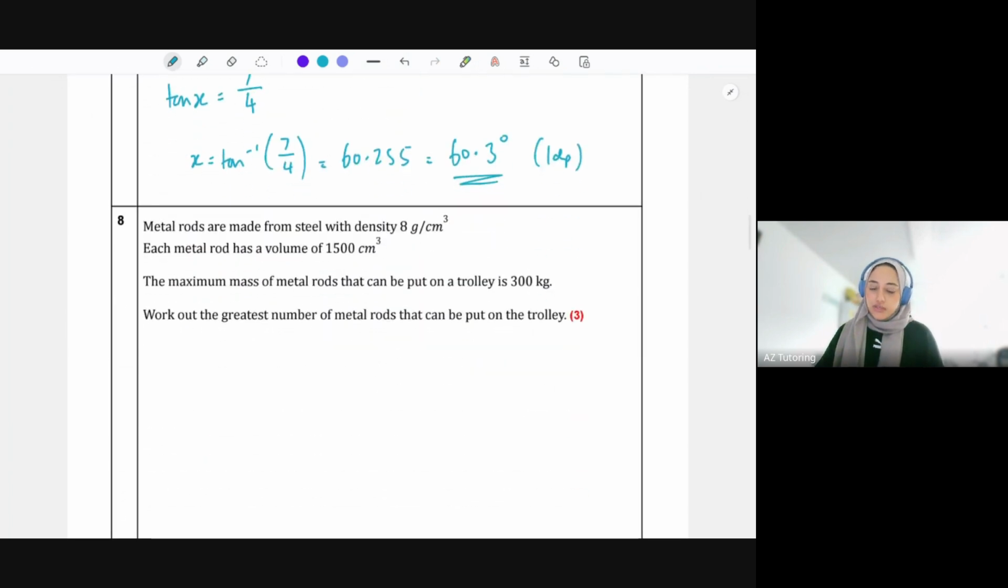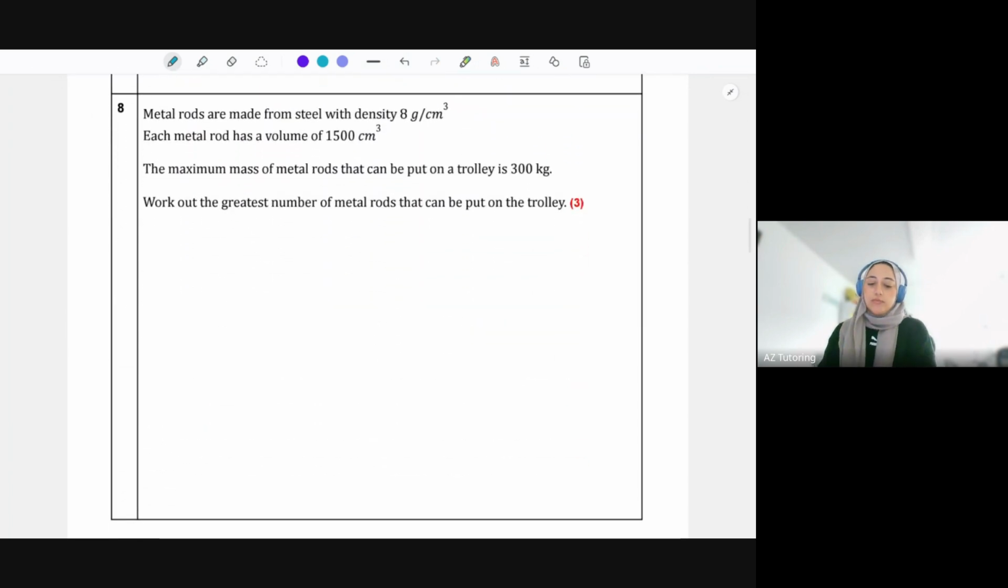Let's move over to question 8. We've got metal rods are made from steel with density 8 grams per centimeters cubed. Each metal rod has a volume of 1,500 centimeters cubed. Okay, so we've been given the density. We've been given the volume. Just remember, density equals mass divided by volume. As you can see here, there's mass divided by volume in the units.